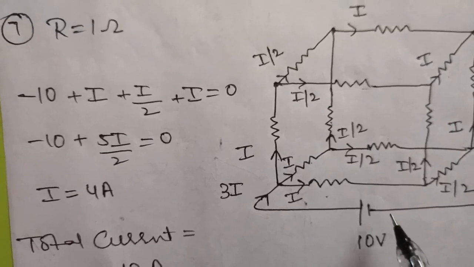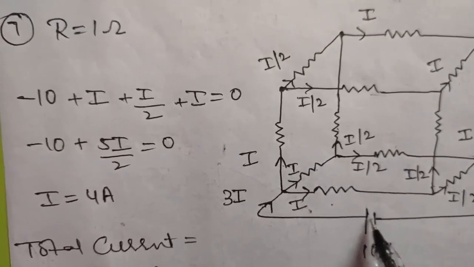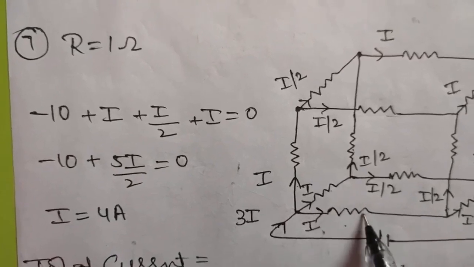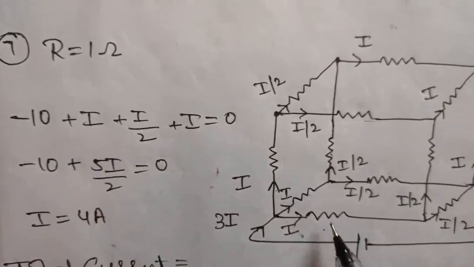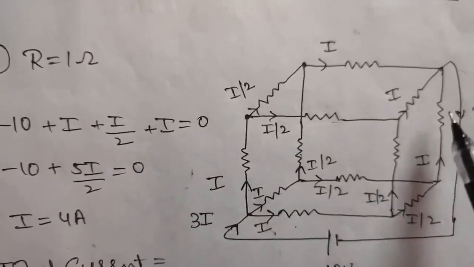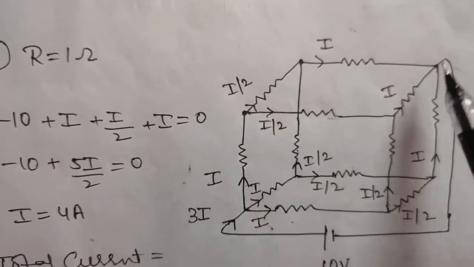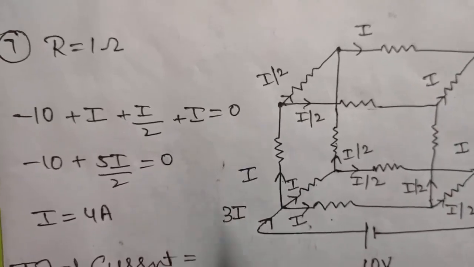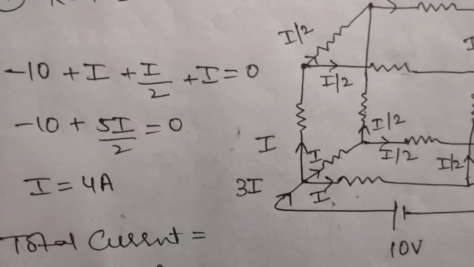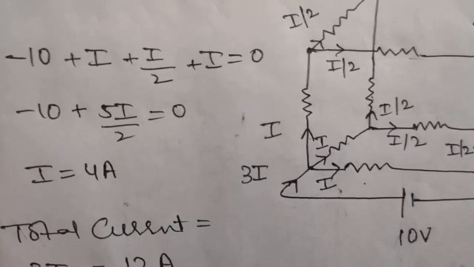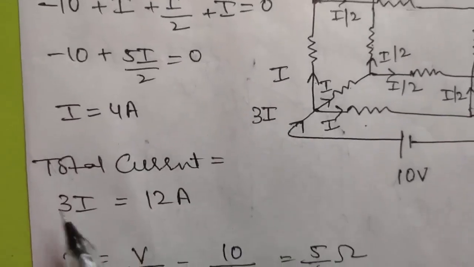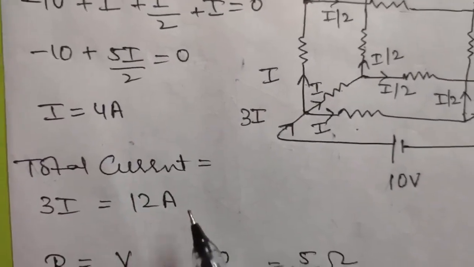I am going in anti-clockwise direction, that is -10 plus I, because this is 1 ohm, so it will be plus I, then plus I by 2, again plus I, and then there is no resistance, that means equal to 0. From here you can calculate I, that will come to be 4 amperes. Now total current in the circuit is 3I, not I. So total current in the circuit is 3I, that is 4 into 3, which is 12 amperes.